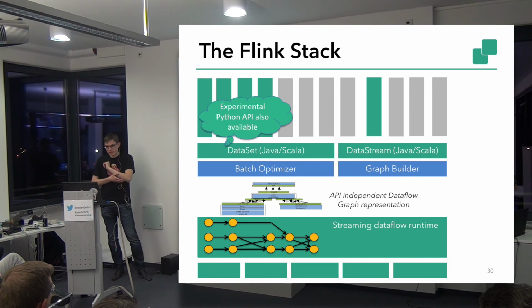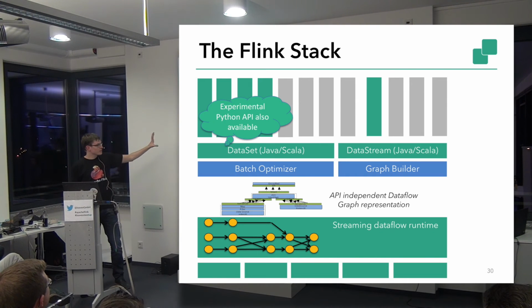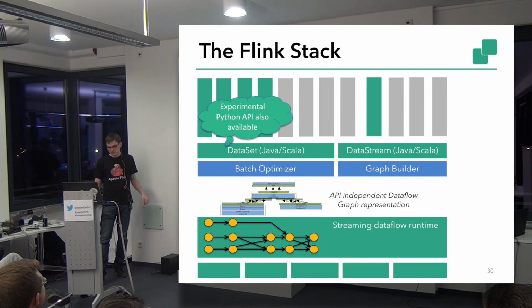So also our batch jobs are executed in a stream fashion. For example, it might happen that your join is executed as a stream. So one side gets consumed first, and then we stream the big side of your join through the system. So these are the APIs.